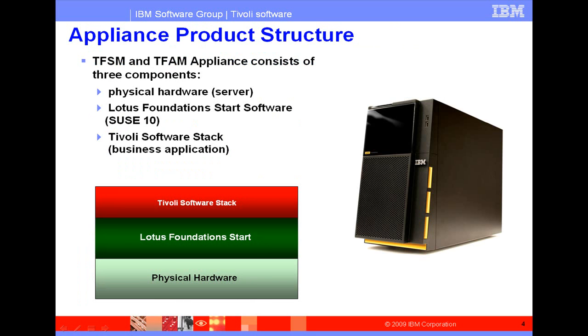Normally, the appliance product structure consists of the following: a physical server, the Lotus Foundation software stack, which is SUSE 10, well, a stripped down version of SUSE 10, and the Tivoli or IBM Tivoli software stack. In our hosted environment, we've replaced the physical server with a VMware environment.